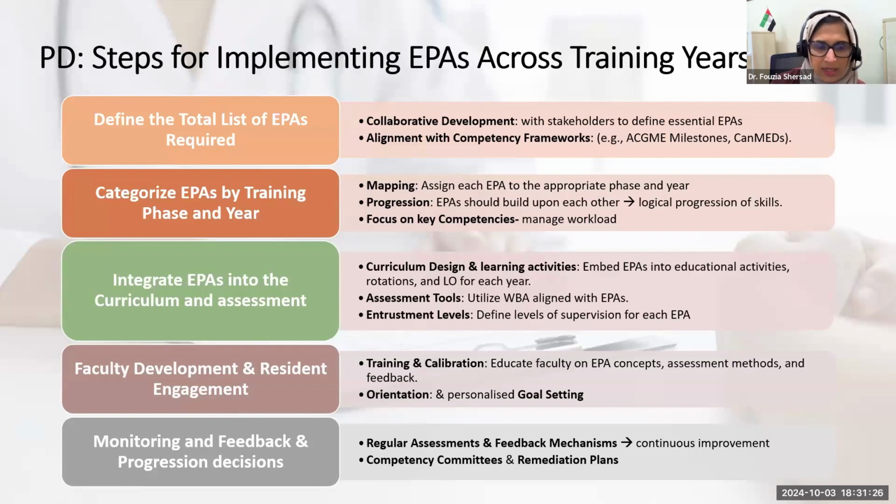The next step, I would say, is to make sure that there is adequate faculty development and that the residents are oriented very well so that we have engagement of all the trainees. Once they are engaged and know that they have to fulfill these EPAs during their period of training, they will be able to set goals for themselves on a personalized level as to what they would like to achieve this month and the next month and so on.